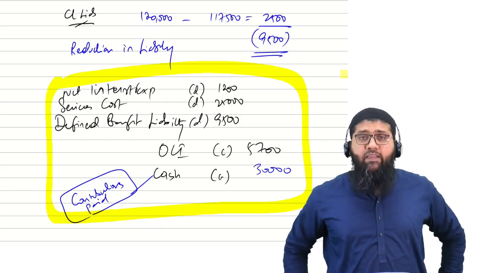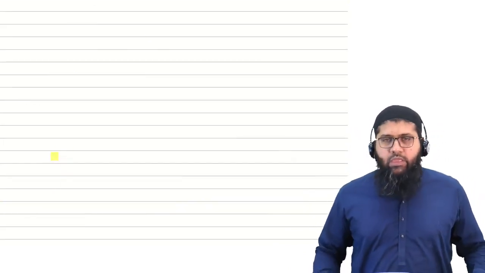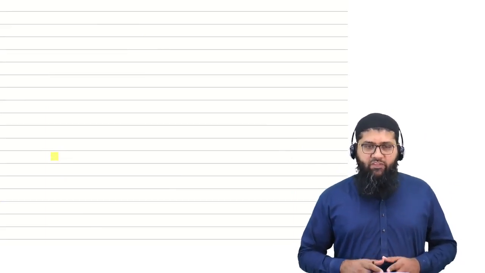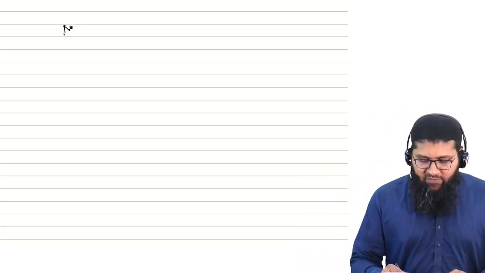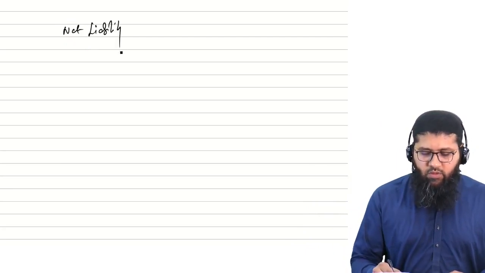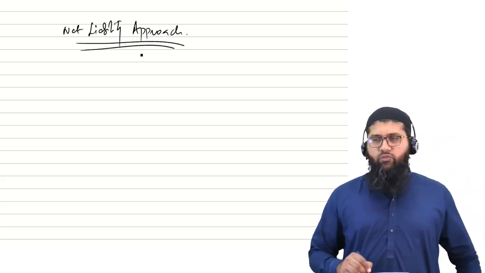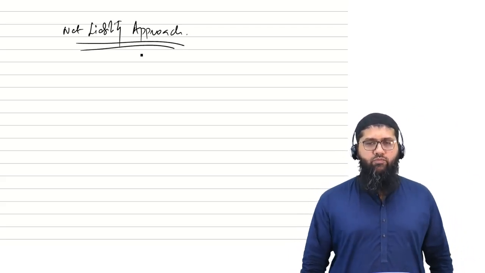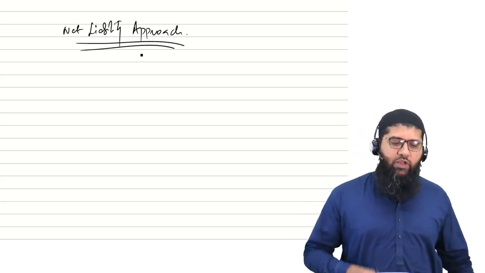Now let me discuss a bit further. There are a few more things which you need to understand with respect to the defined benefit plan and IAS 19. We had an example which was discussed just now. There is also another method which is called the net liability approach that you can use. Let's try to understand it.